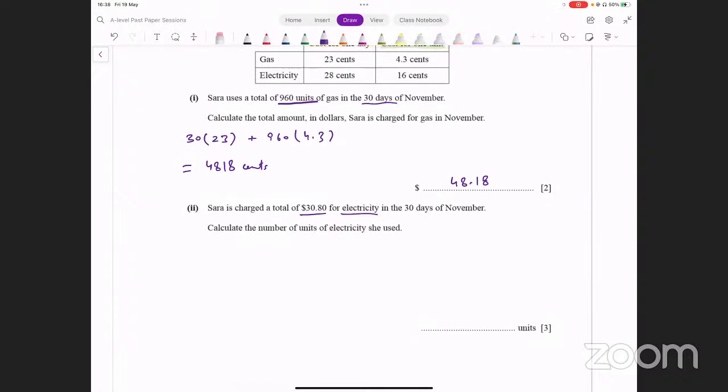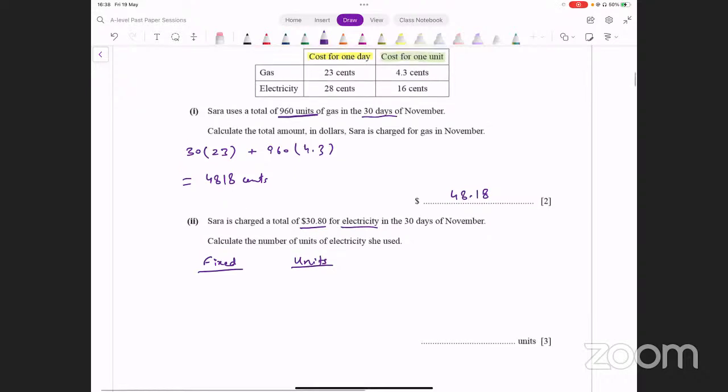अब देखिए, एक तो फिक्स्ड कॉस्ट है, आपकी फिक्स्ड कॉस्ट है डेली, ठीक है, और फिर कुछ कॉस्ट है जो यूनिट्स पे डिपेंड करती है. तो फिक्स्ड कॉस्ट कितनी होगी 30 डेज की? We know for electricity we are paying 28 cents per day, right? 28 cents per day. So that is going to be 30 into 28.